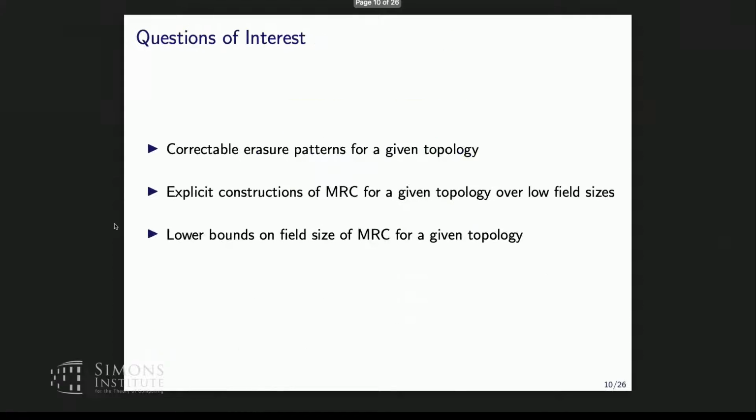In this context, in the maximally recoverable codes, the questions of interest are, one, what is the set of erasure patterns you can correct when a topology is given to you? Second, are there explicit constructions of an MRC? Over high field sizes, you can argue that they will always exist. Over low field sizes is of interest. And third, are there lower bounds on the field size of an MRC itself for a given topology?